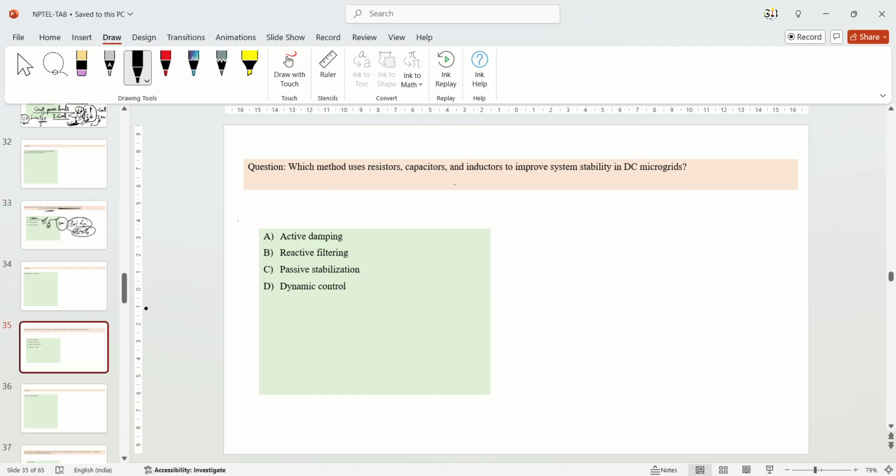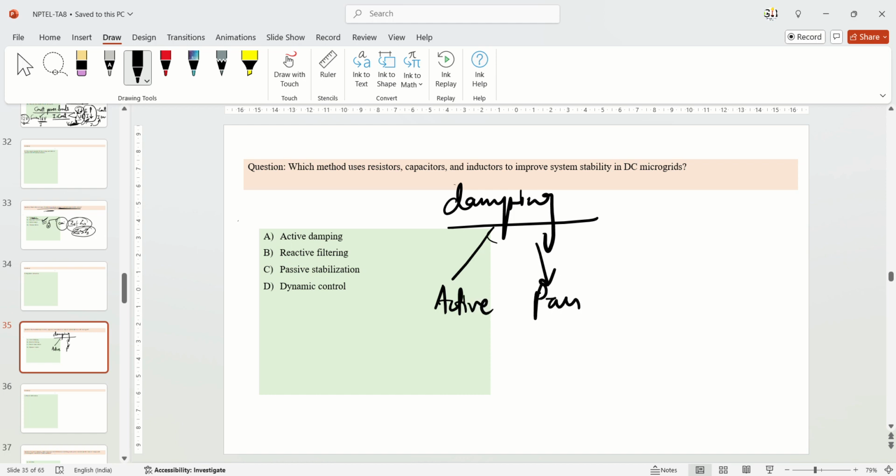Coming to one of the major important points, damping in the DC microgrid. There are two types of damping: active damping and passive damping. Just let me know which option is correct related to this methodology: which method uses resistor, capacitor, inductor to improve the system stability in the DC microgrid.